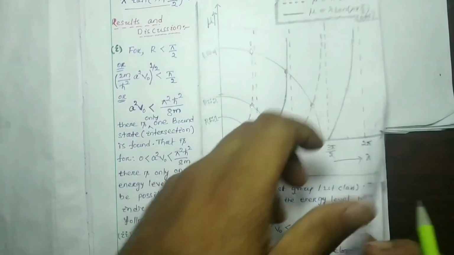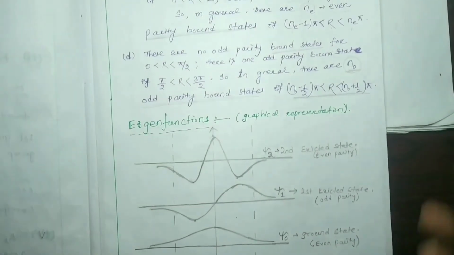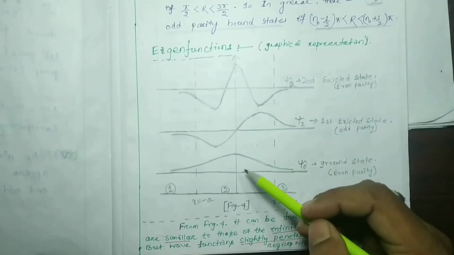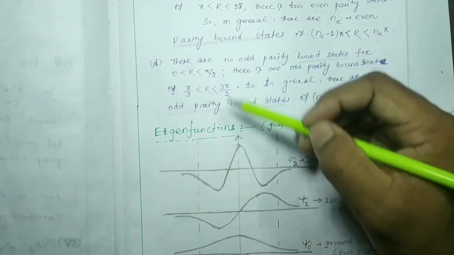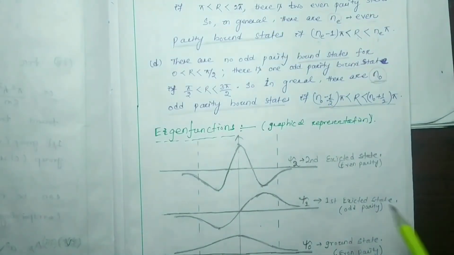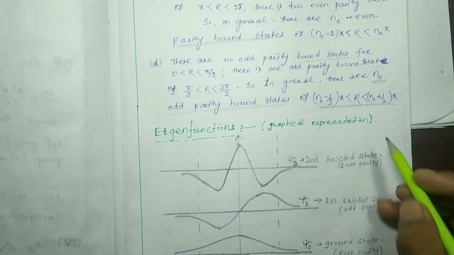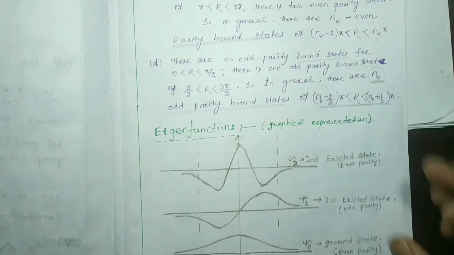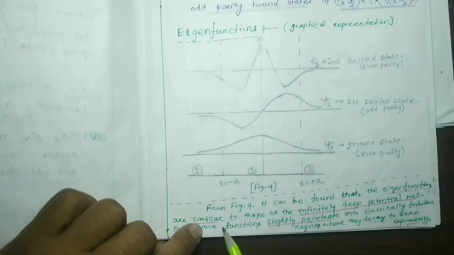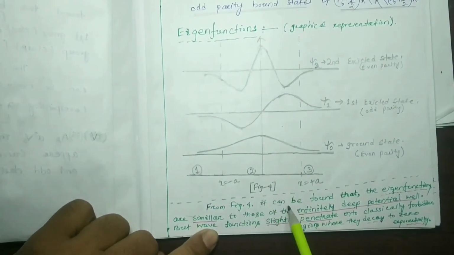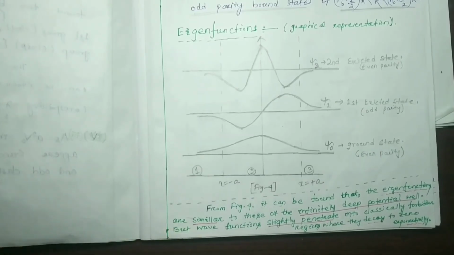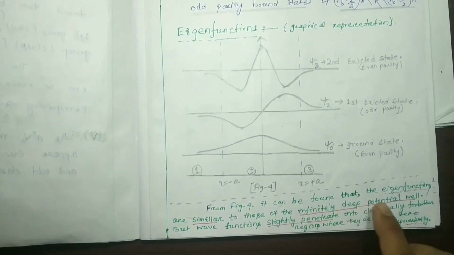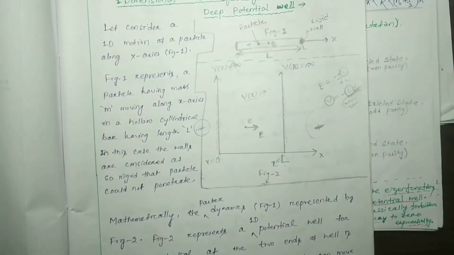So what I am going to say is that these are the three states I represent here. Likewise, we can also consider higher states or higher energy levels by considering increasing values of V0, the depth of the potential. Okay. So here from figure 4, it can be found that the Eigen functions are similar to those of the infinitely deep potential well. You may remember that when we discussed the infinitely deep potential well, I am going to show you, wait.